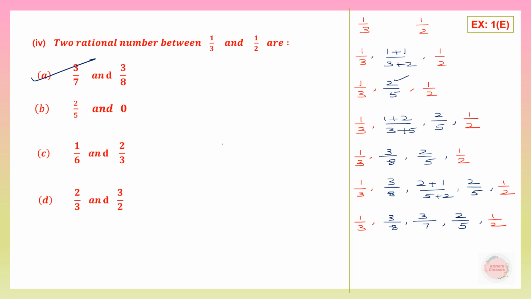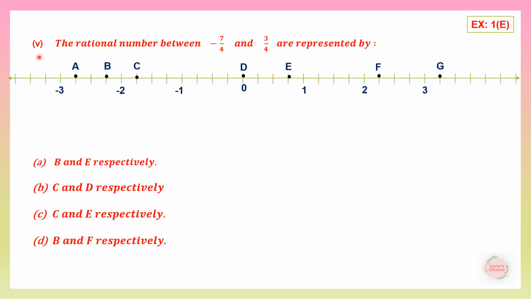Now if you look at the other options, B is 2 by 5 and 0. We have 2 by 5 but we don't have 0. Look at C, we have 1 by 6 and 2 by 3, which we don't have here. D is 2 by 3 and 3 by 2, which we don't have here. So which is the correct answer? Option A.